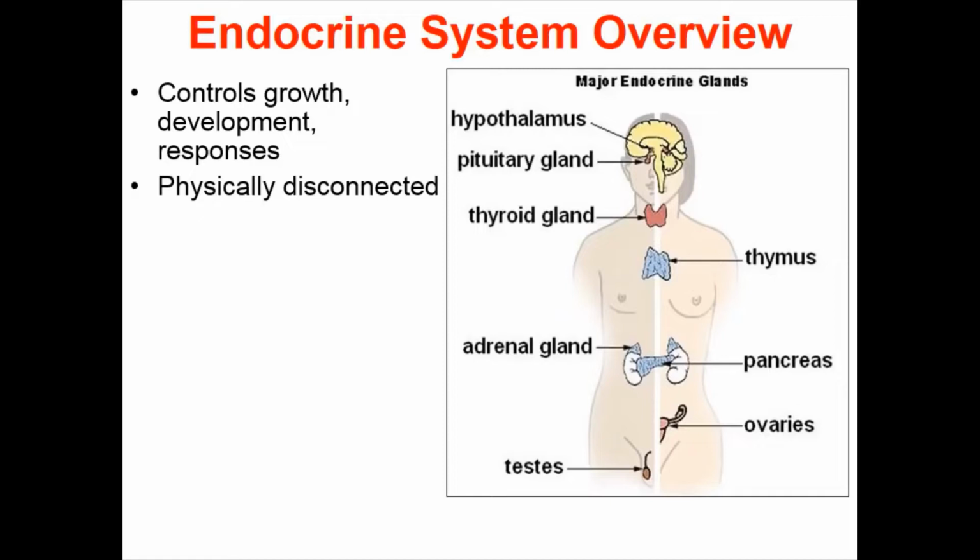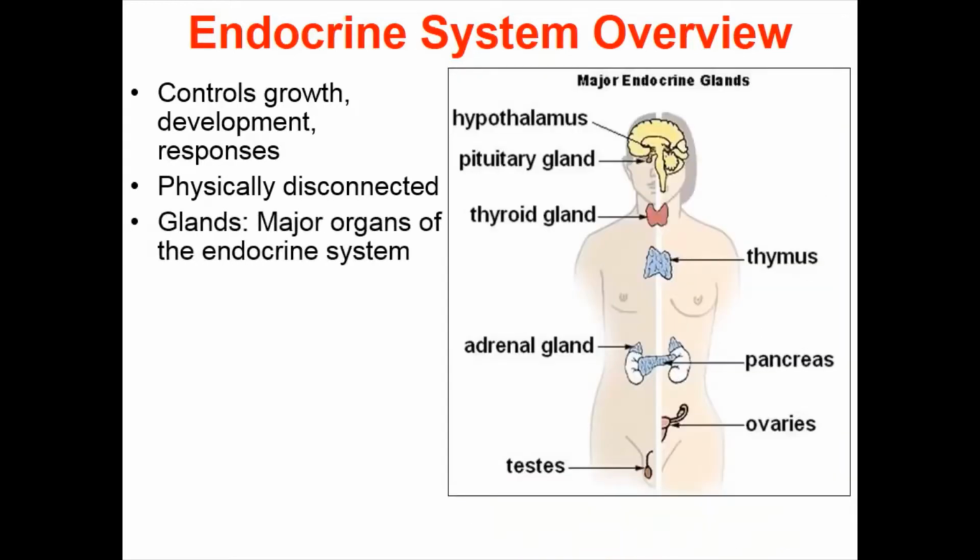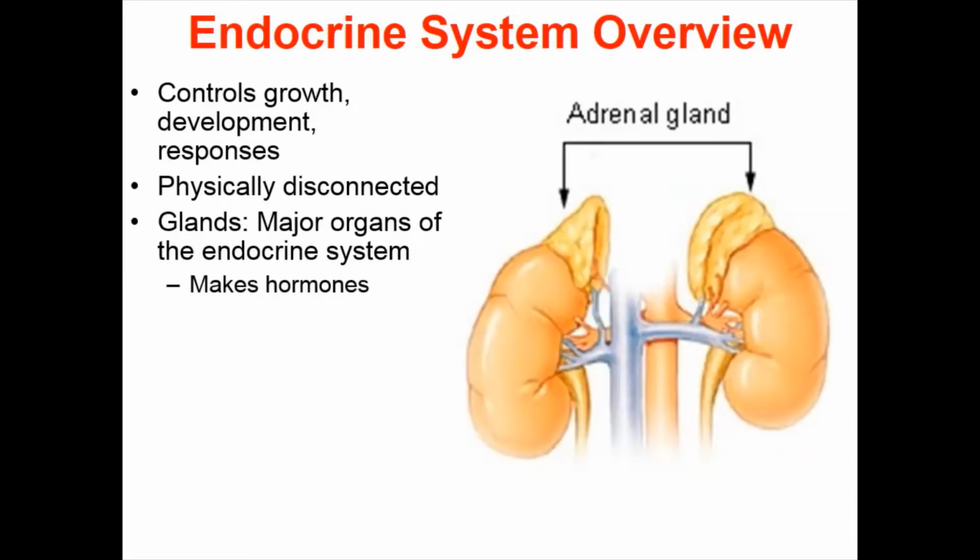One thing you can see from the picture is that the glands or the organs are physically disconnected. It's not like this picture right here of the digestive system where the esophagus connects to the stomach connects to the small intestine. It's not like that. When we look at the endocrine system, the glands are physically disconnected. The glands, again, are the major organs of the endocrine system. And glands ultimately release hormones. You've probably heard of adrenaline, the hormone called adrenaline. Well, that's the hormone released by the adrenal glands.